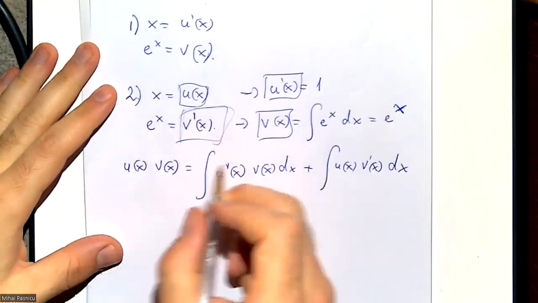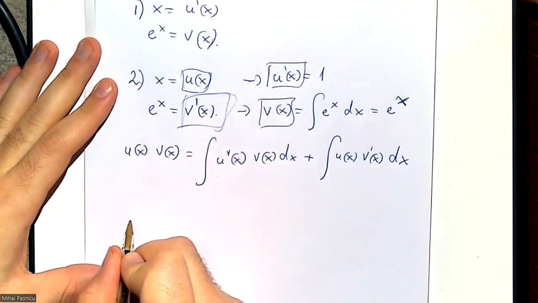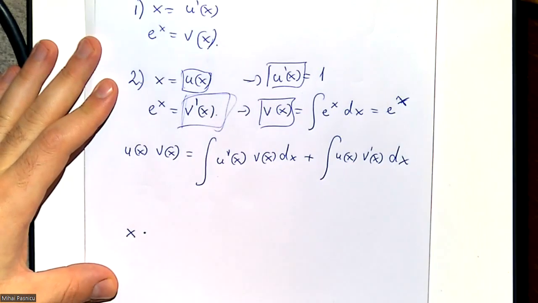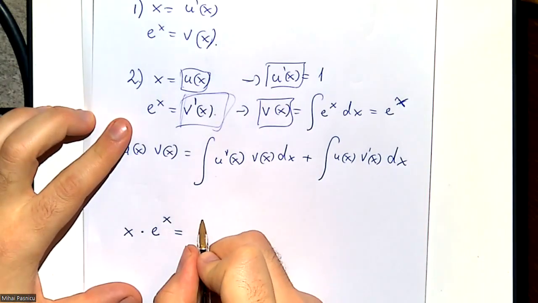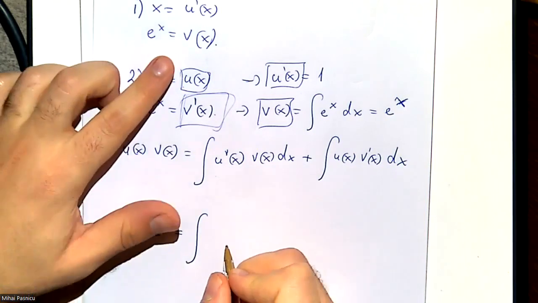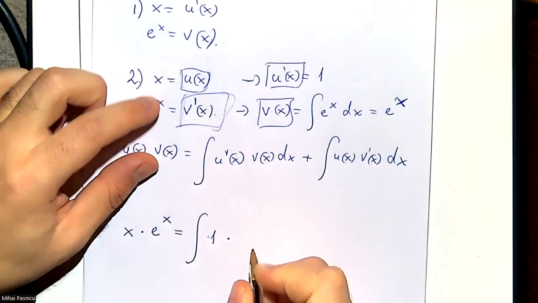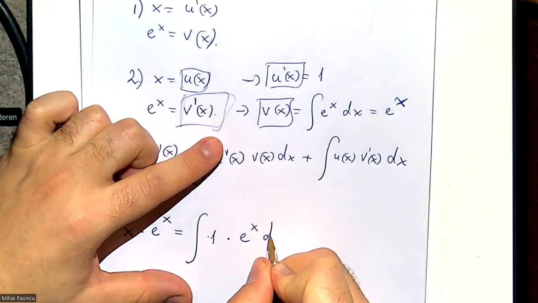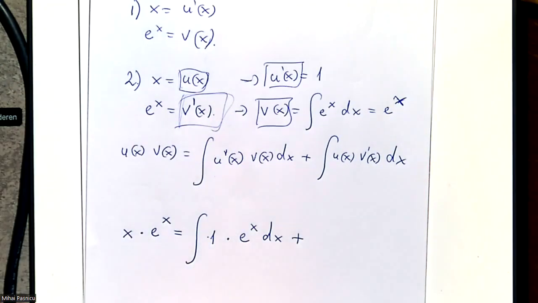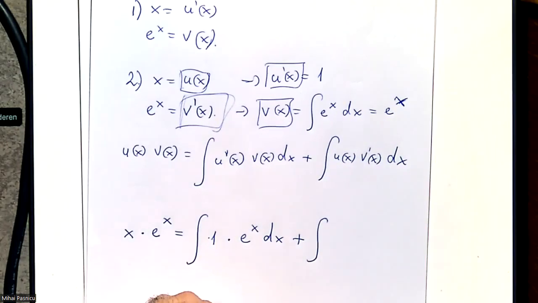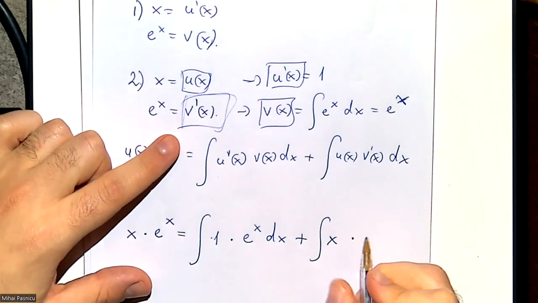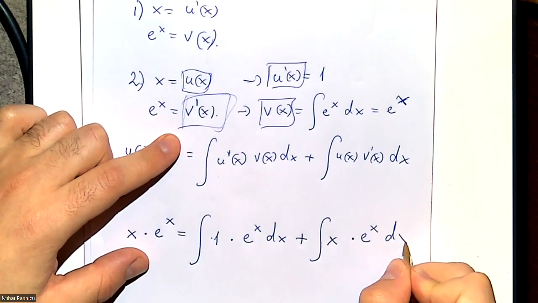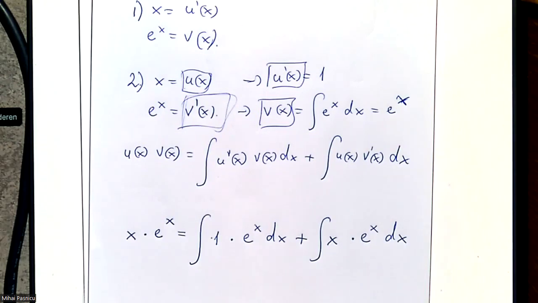Now, let's plug in what I have. u of x is x. v of x is e to the power of x. This integral is just the integral of u prime, which is 1, times v of x, e to the power of x, dx, plus the integral of u of x, x, times v prime of x, e to the power of x, dx. Okay, I literally just replaced.